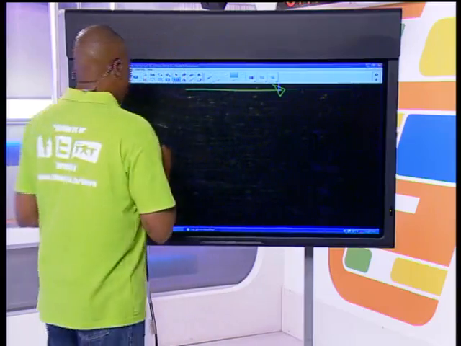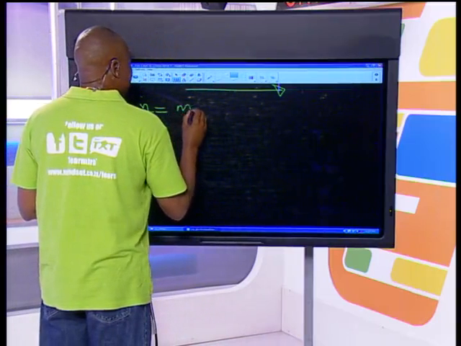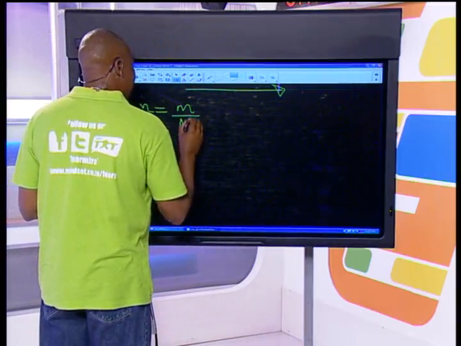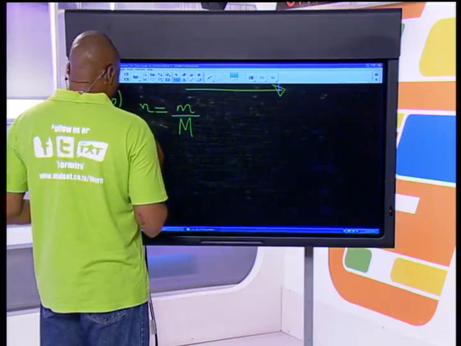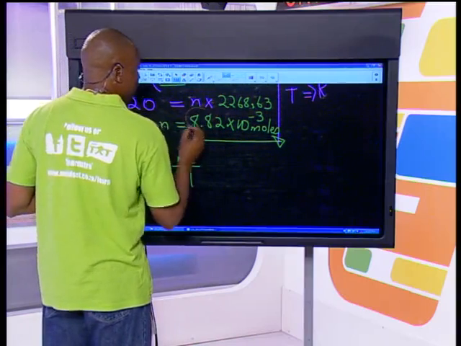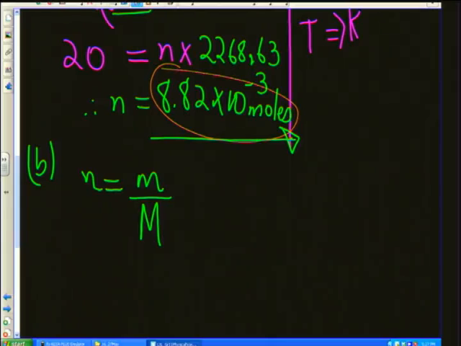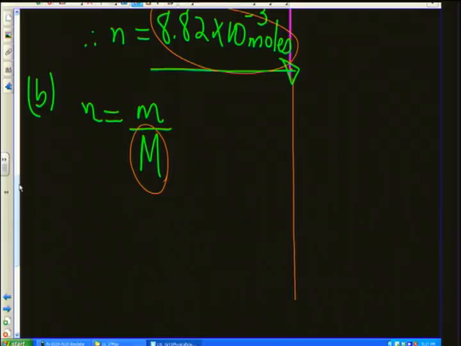To move to the mass, the formula that helps me get the mass says number of moles is equal to given mass divided by molar mass. So this equation would help me because I am going to substitute this value for the number of moles. And I need to know the molar mass of this gas.